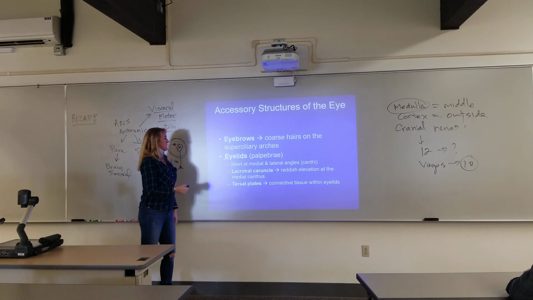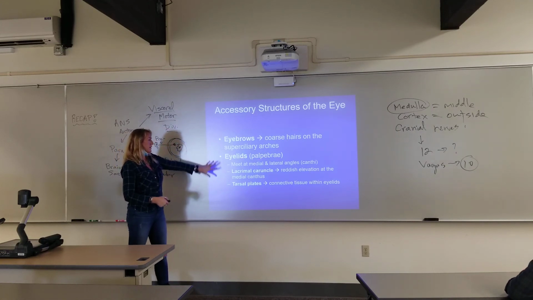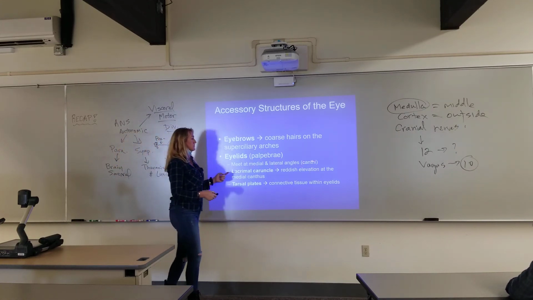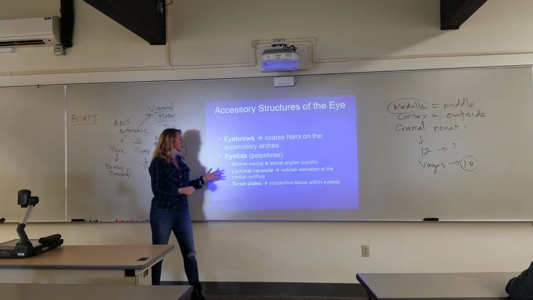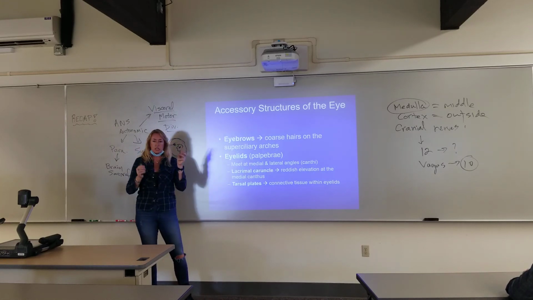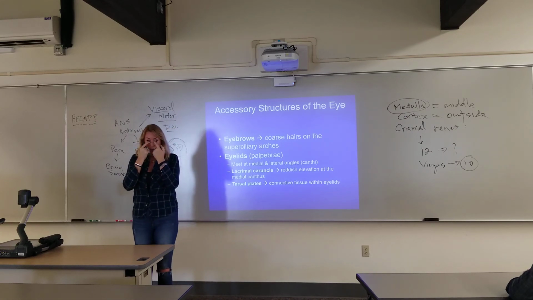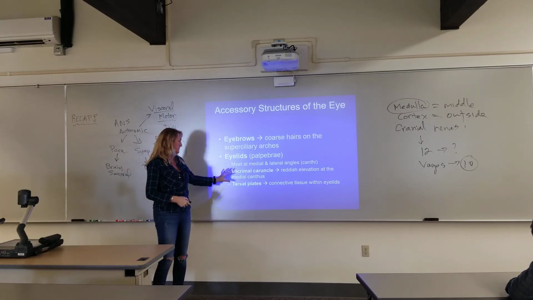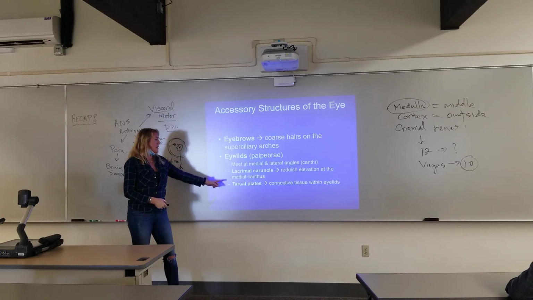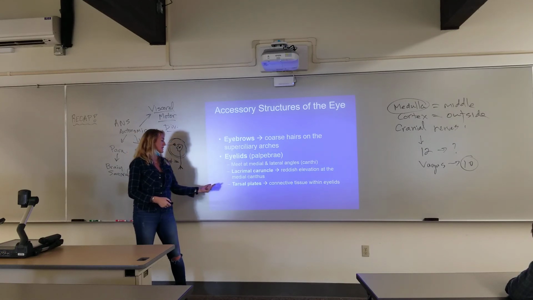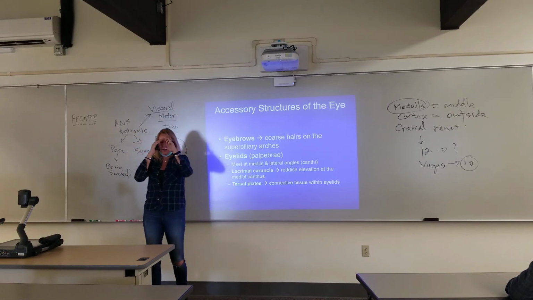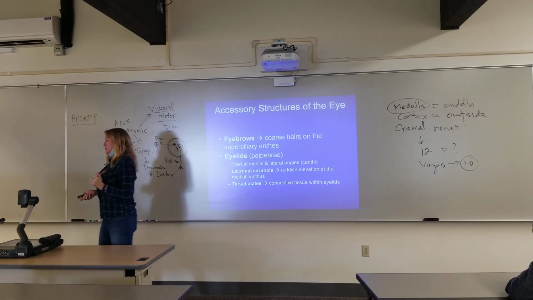You've got eyebrows, you've got eyelids, which we call palpebrae. Those meet at the medial and lateral angles, or canthi. And then you have a little lacrimal caruncle. This is that reddish little elevation of tissue right in your medial canthus, that little red puffy section of tissue and epithelium. And then you have connective tissue within the eyelids called tarsal plates. So the palpebra, and underneath those you have the tarsal plates.